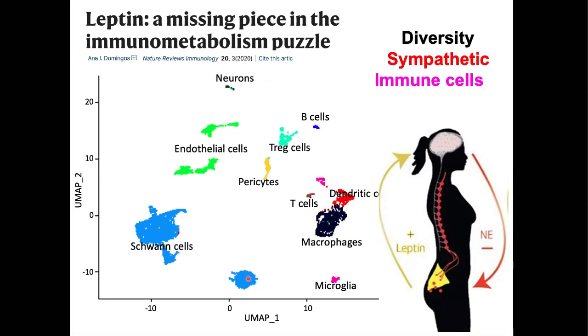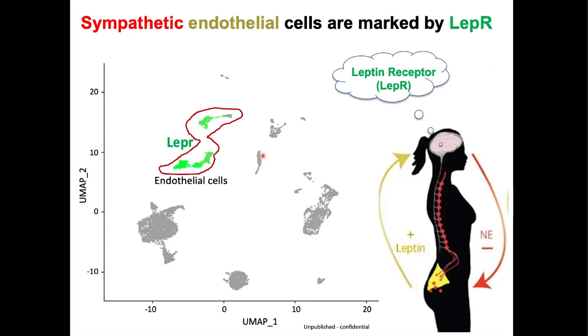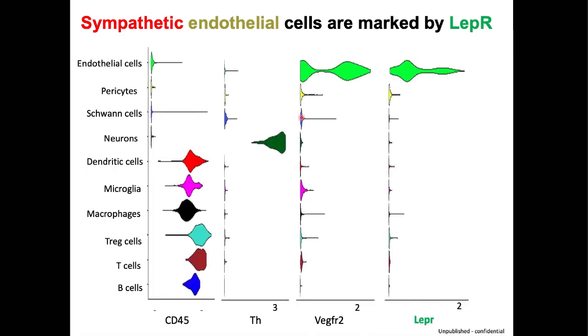So we looked into this data set and we curiously saw that the leptin receptors seem to be expressed in this subpopulation of cells, the endothelial cells. It seems to be faithfully marking this population of cells together with other markers of endothelial cells. Of course, it doesn't mark the neurons, and the neurons are marked by faithful markers such as TH.